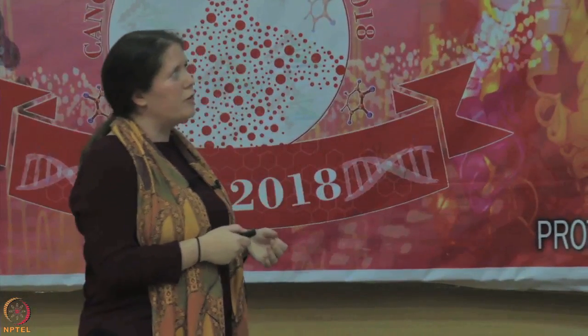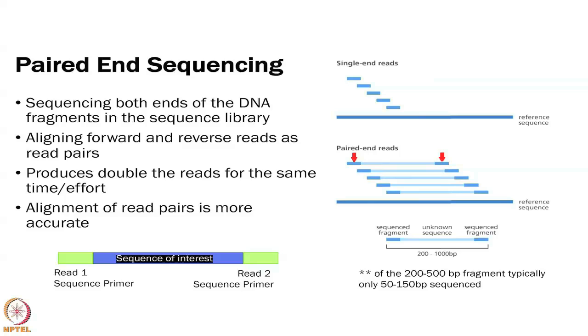So how this is done, and you sort of alluded to this in your question, there's a sequence primer that's specific to the 3' and the 5' end. That's included in this adapter. So that is how the paired end reads work. Any other questions on this? Yeah.